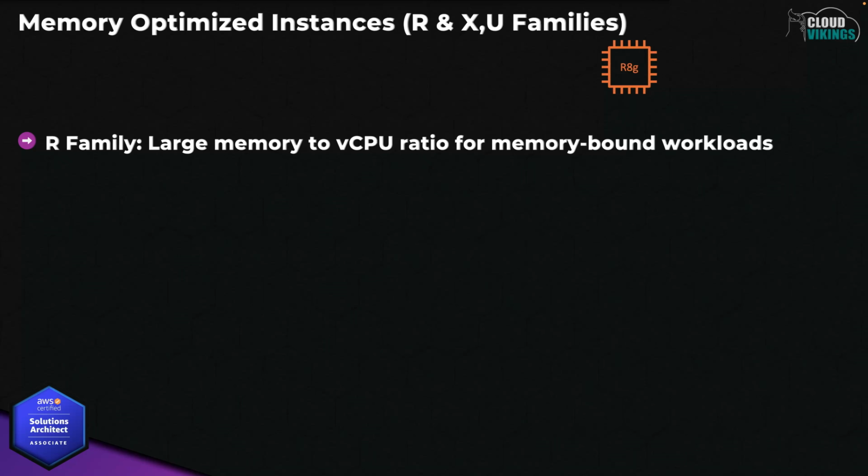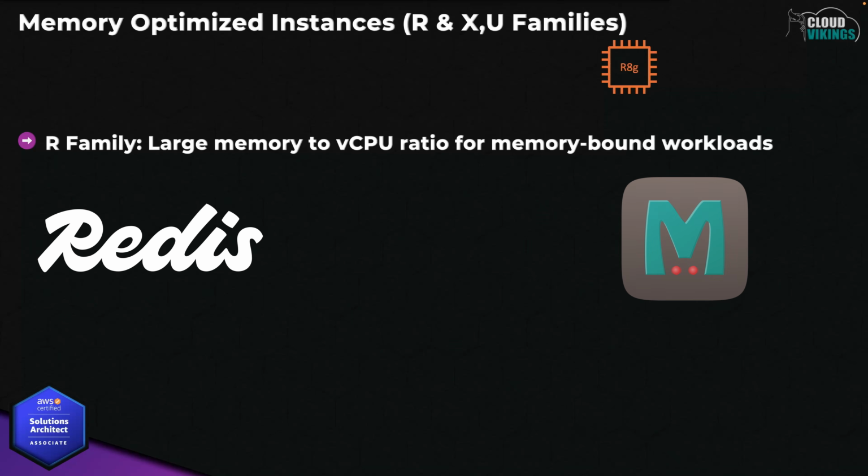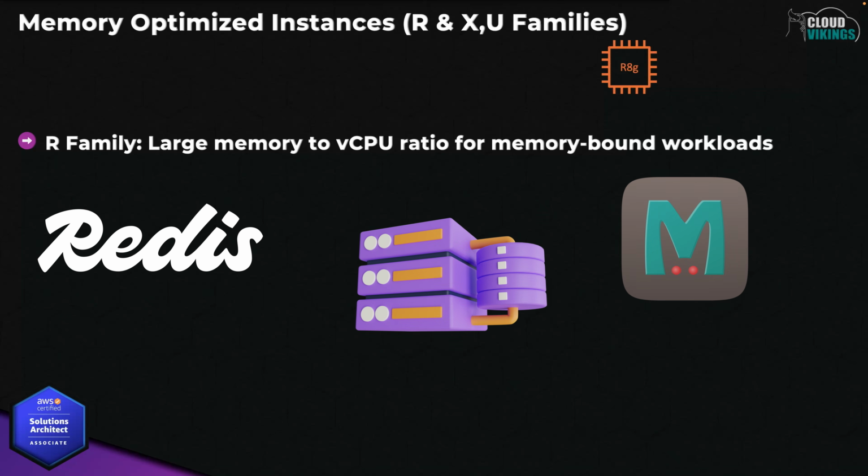Typical use cases for these are your in-memory caches like Redis or Memcached, large relational or NoSQL databases, real-time big data analytics where you're working with large data sets, and different in-memory computing frameworks. By providing a lot of RAM, these R instances let you keep more of your data set in memory, which can avoid slower disk I/O and speed up processing.